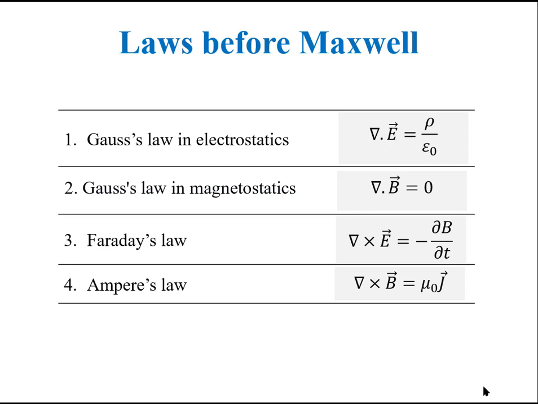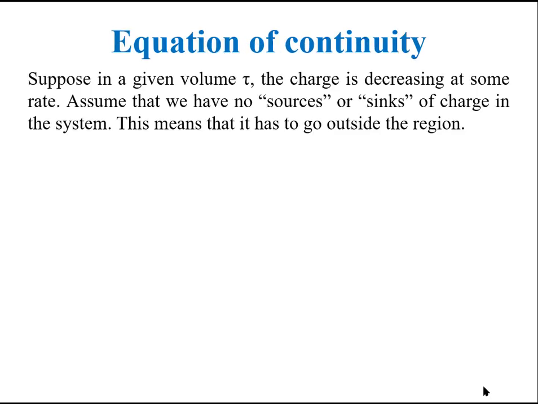But before coming to Maxwell's work, let us go through one more equation, that is the statement of conservation of charge. It is named as continuity equation. It may be said that equation of continuity defines the electrical current in a system with a charge density. Suppose in a given volume tau, the charge is decreasing at some rate. Assume that we have no source or sink of charge in the system. This means that it has to go outside the region.